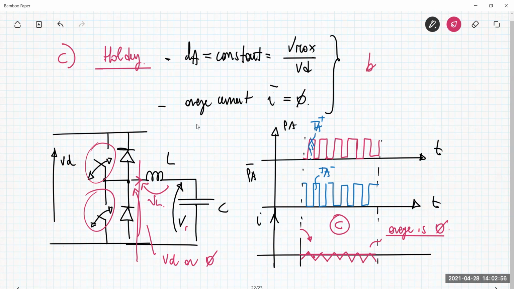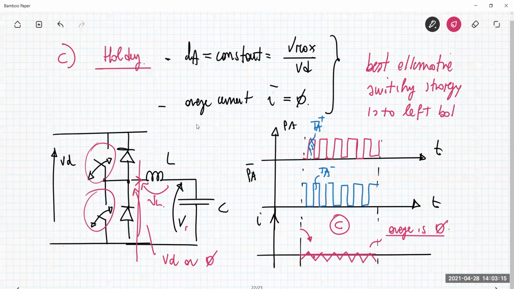So the best alternative switching strategy is to leave both TA plus and TA minus off.